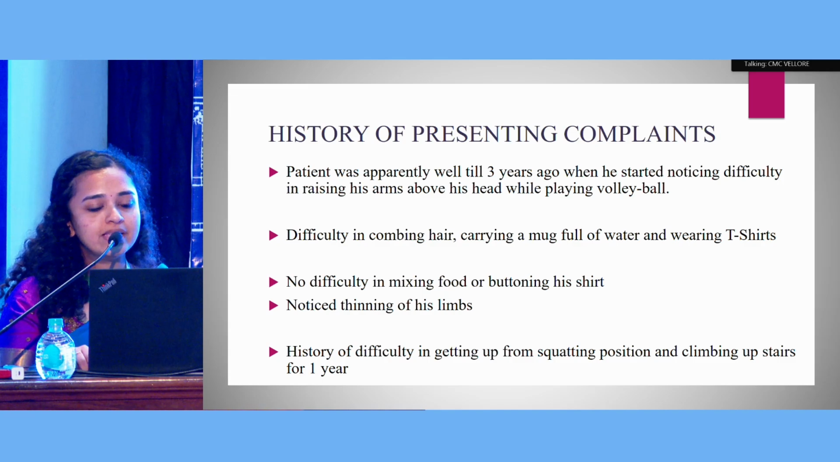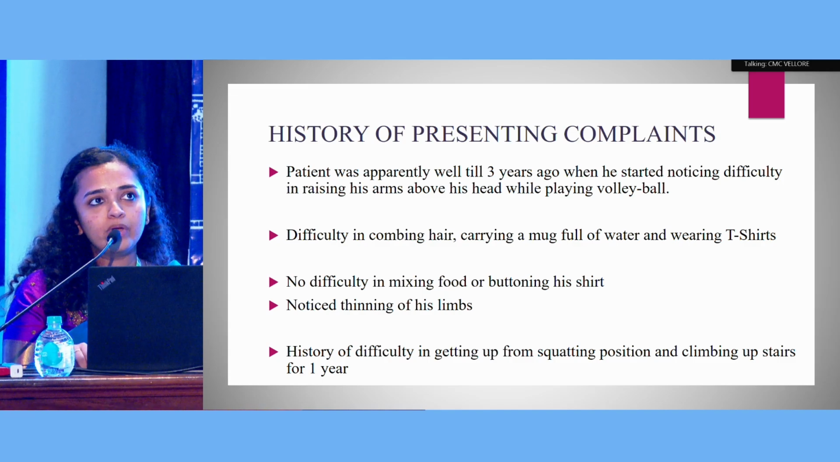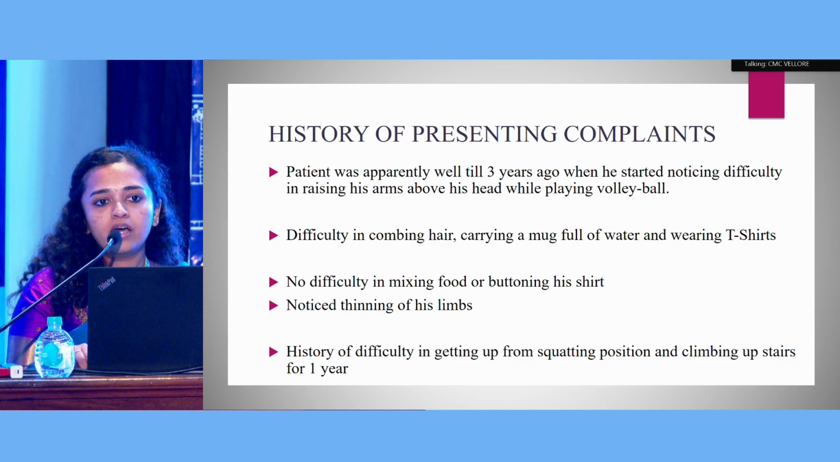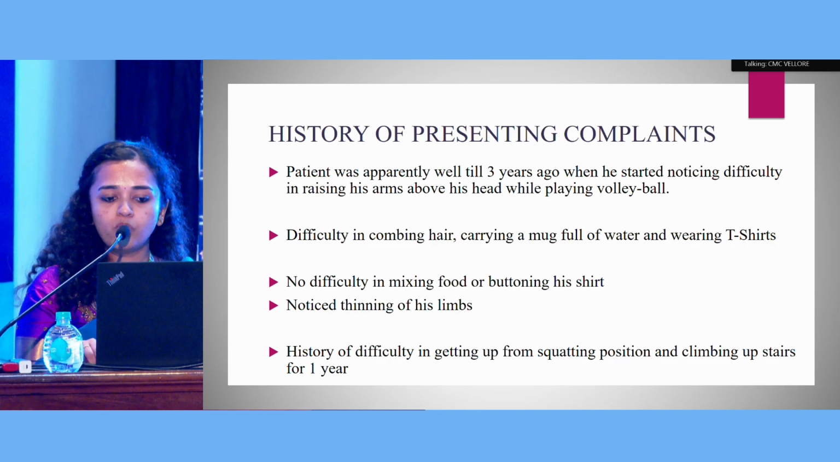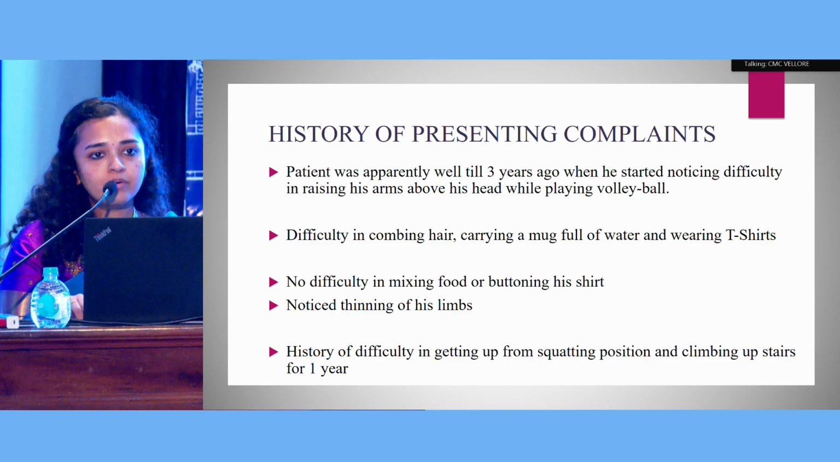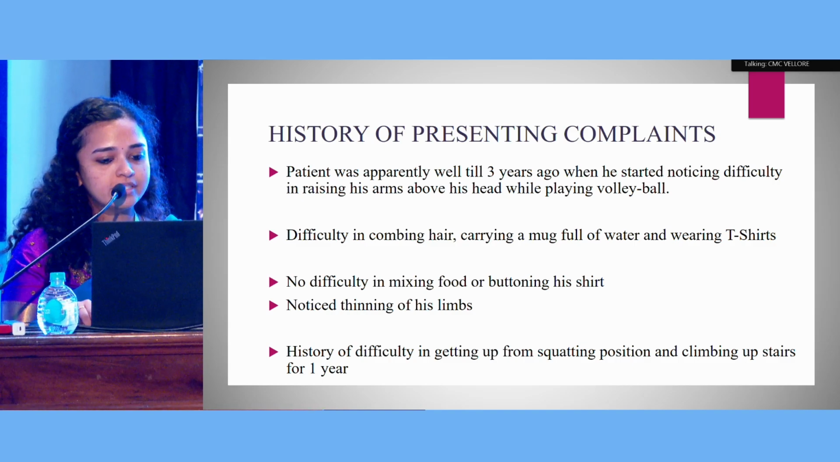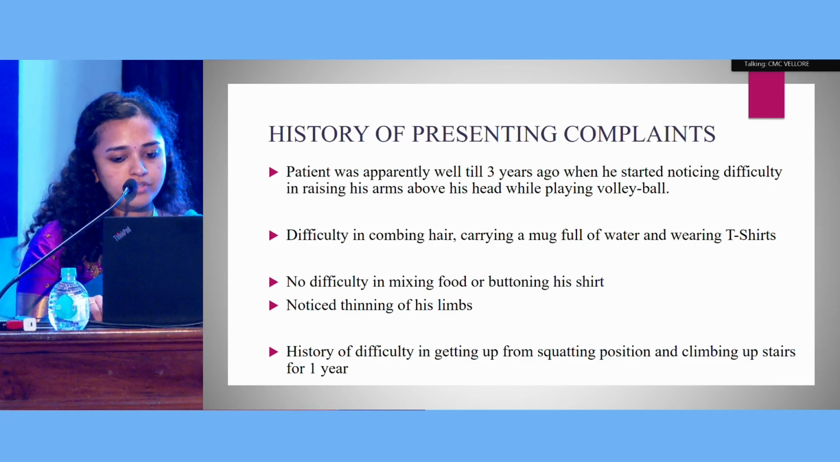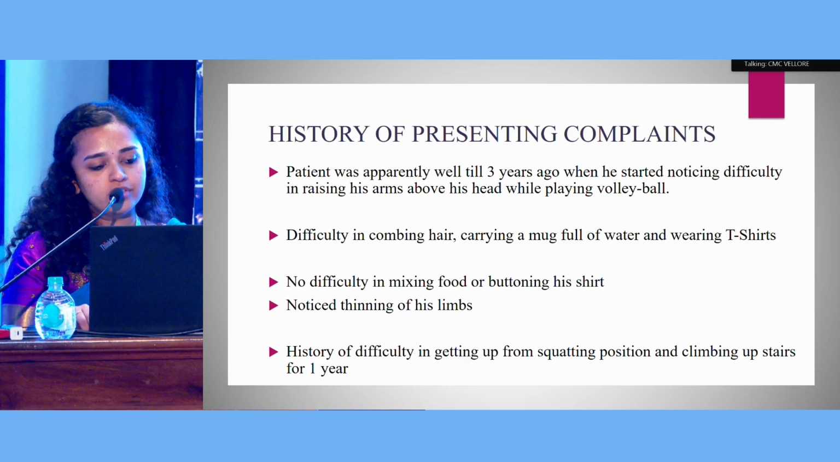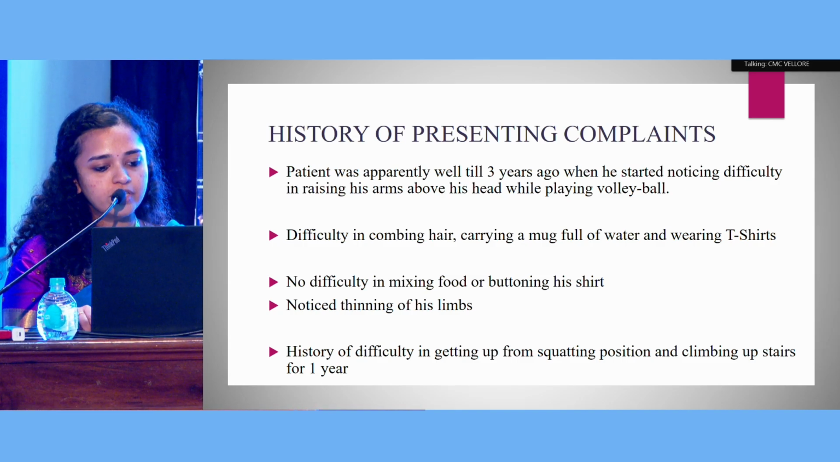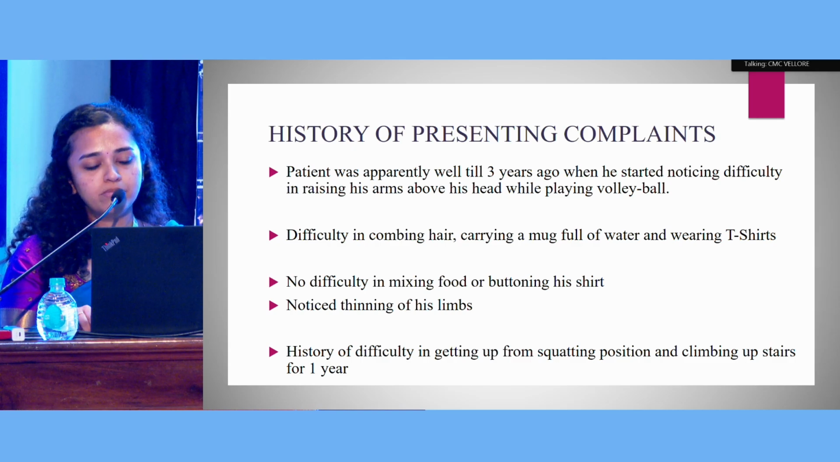So the patient was apparently well 3 years back when he first noticed some difficulty in raising his arms above his head while playing volleyball at school. He subsequently noticed that he had difficulty in combing his hair, carrying a mug full of water, as well as while wearing his t-shirts. However, he had no difficulty in mixing his food or in buttoning his shirt. He also noticed progressive thinning of the limbs.